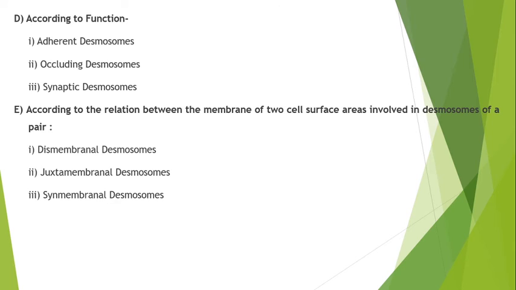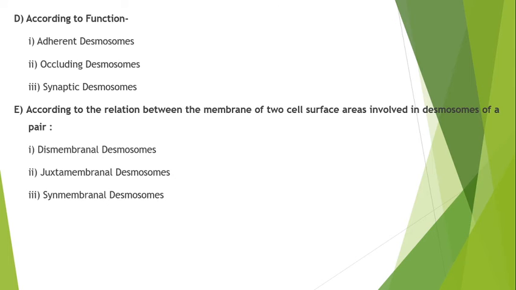Next, according to the relation between the membranes of the two cell surface areas involved in desmosomes of a pair. According to its membranes of two cell surface areas involved in a desmosome pair, first is the dis-membranal, next is the juxta-membranal or the syn-membranal. First is the dis-membranal desmosome.